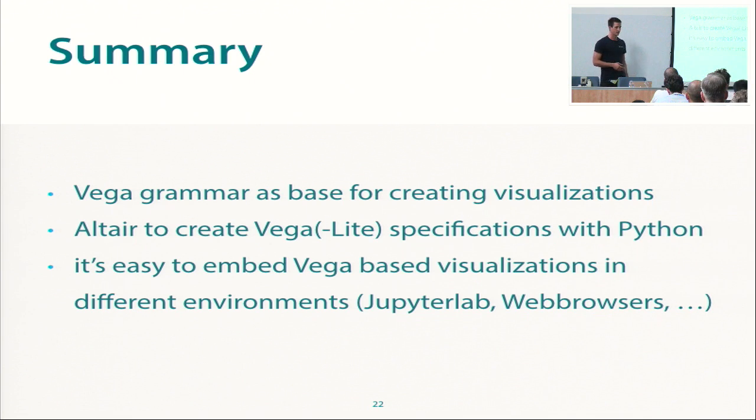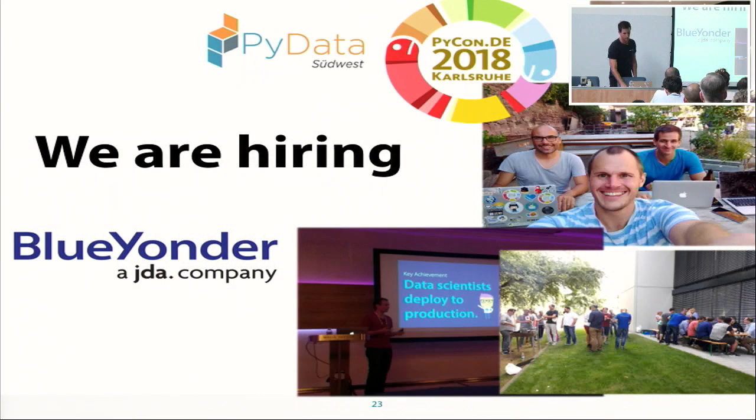With such Vega specifications, it's really easy to render those charts in any environment. So we have seen that it can be rendered in JupyterLab, in web browsers, but maybe it would even be possible to write a renderer for a terminal. I don't know. Okay, so that's it.